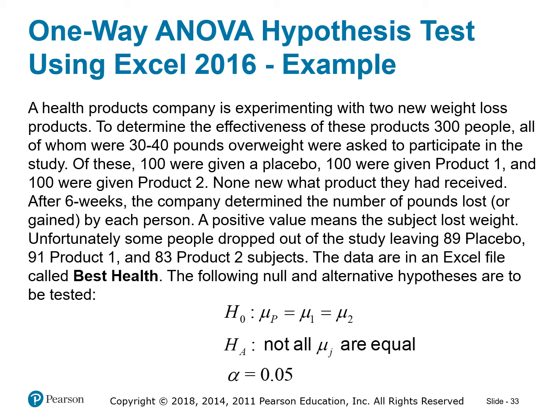Of these, 100 were given a placebo. If you don't know what a placebo is, it's basically an inert pill that does nothing, but because they're also getting a pill, they think it might do something, and that'll take care of the psychosomatic effects that people get when they have a placebo or think something is happening. And then 100 were given the first product, and the other 100 that remain were given product number 2. None knew what product they had been receiving, and then after 6 weeks, they looked at the number of pounds they had lost.